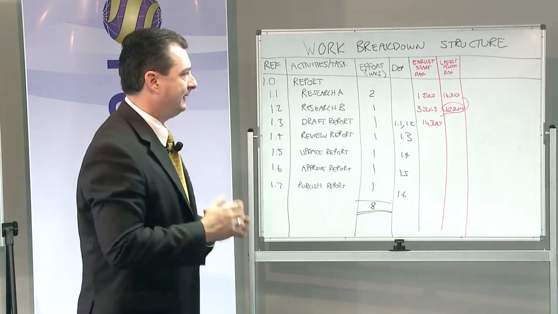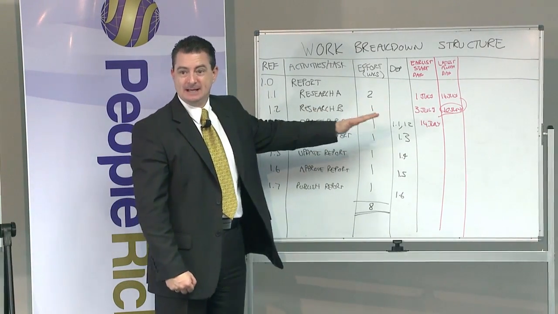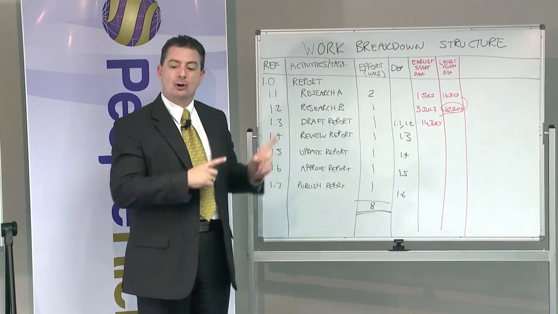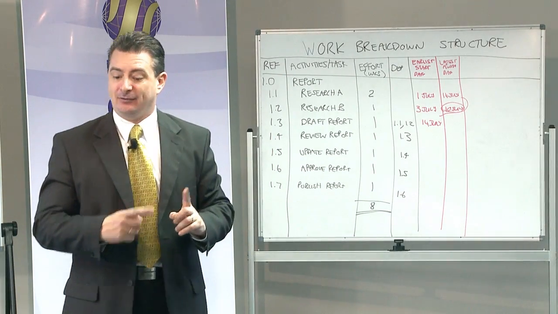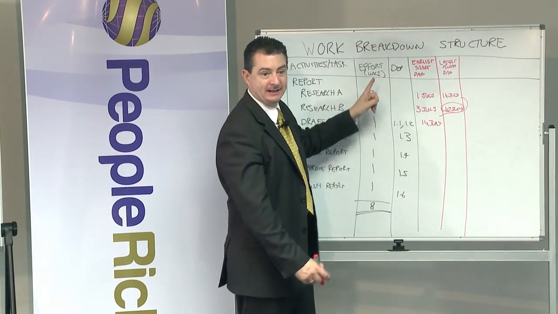So in summary, time can be measured at task level. Now if you do it at task level, it automatically adds up to the activity level. Let's have a look at it, because how does the computer work out the dates for the activity?